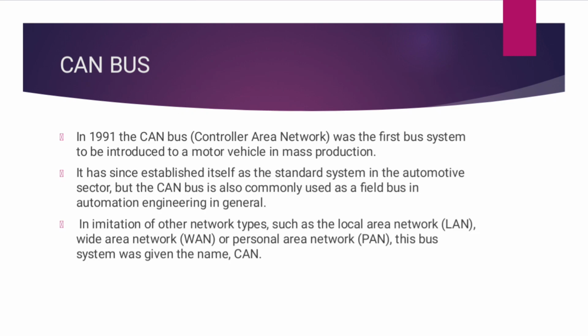CAN bus. In 1991, the CAN bus was the first bus system to be introduced to motor vehicles in mass production. It has since established itself as a standard system in the automotive sector, but the CAN bus is also commonly used as a field bus in automation engineering in general. In imitation of other network types such as the local area network, wide area network, and personal area network, this bus system was given the name of CAN.